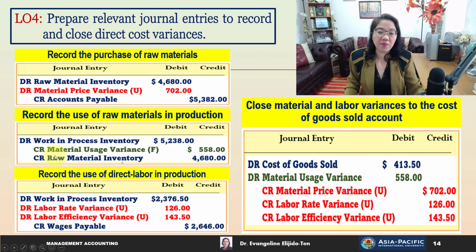You would also remember that material usage variance being favorable was credited. So to close that, we'll need to debit material usage variance for $558. For the labor rate and labor efficiency variances, we have debited these because they are unfavorable. We've debited these for $126 and $143.50, and so now we'll need to credit labor rate variance for $126 and labor efficiency variance for $143.50. All right, this is it for the first part of this lecture.